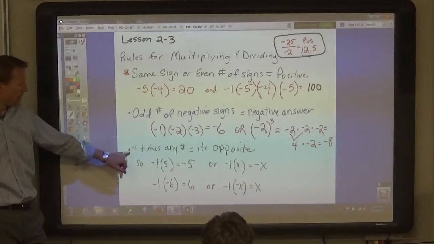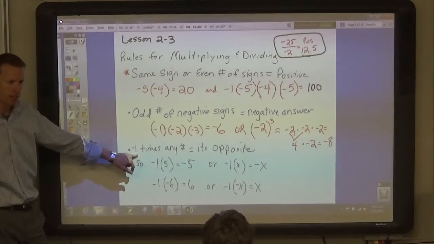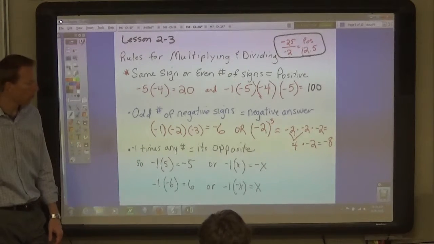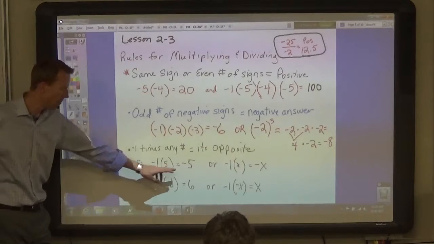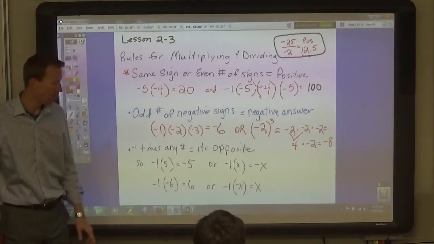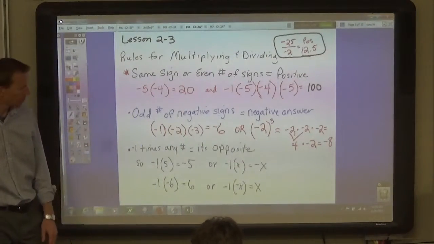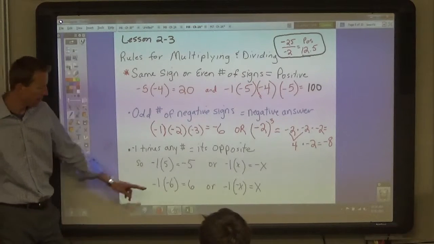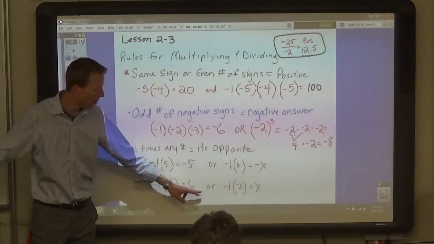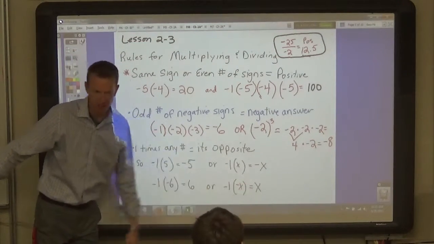Look at this one then. Negative 1 times any number is its opposite. So negative 1 times 5 is negative 5. Negative 1 times x is negative x. Okay? Negative 1 times negative 6 is positive 6. Negative 1 times negative x is positive x.